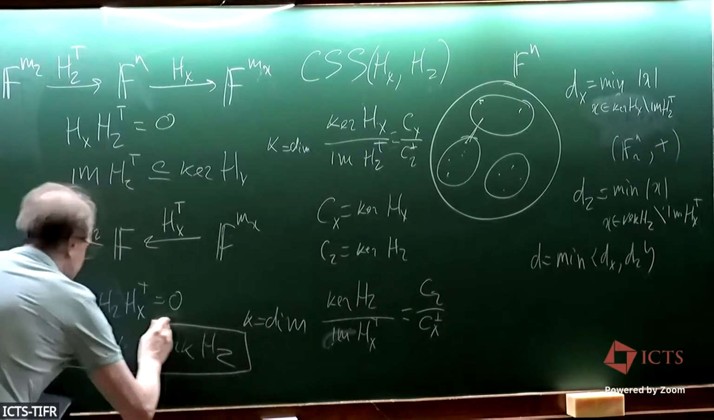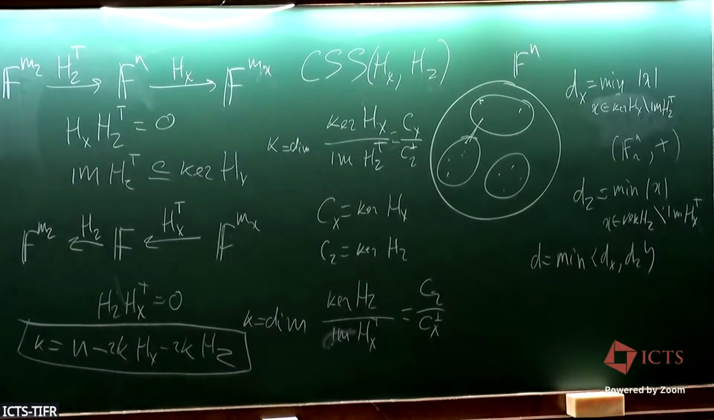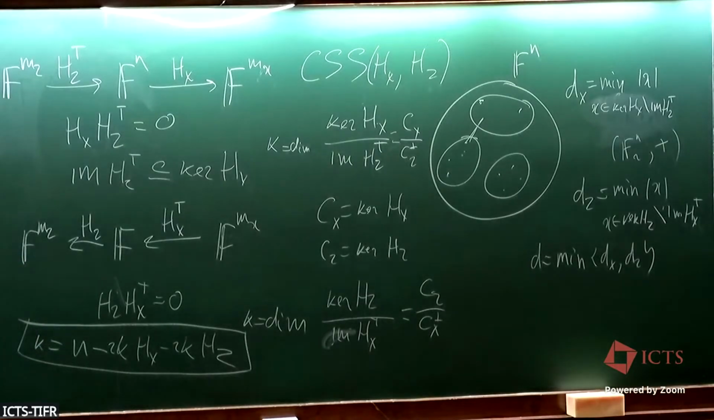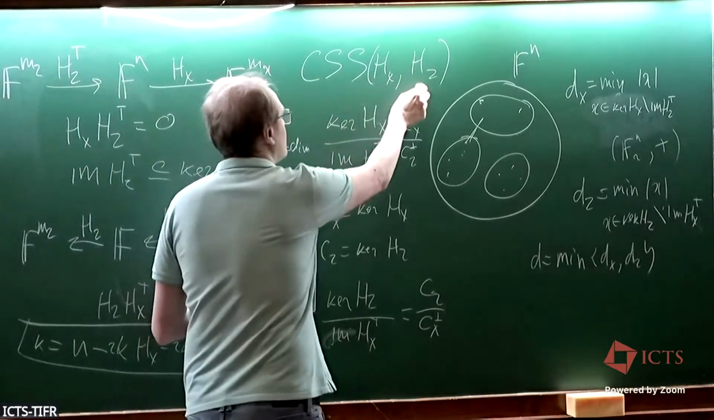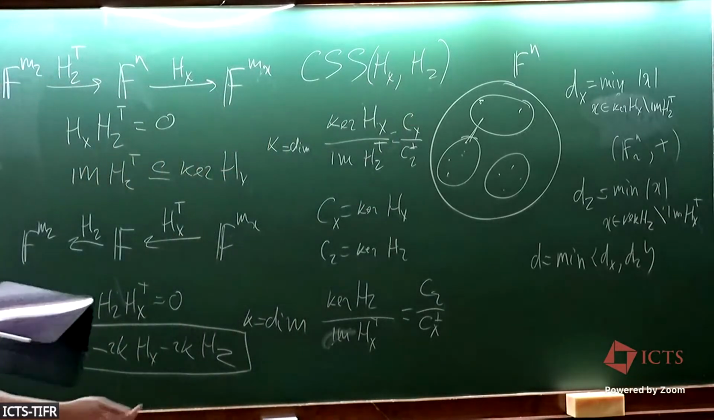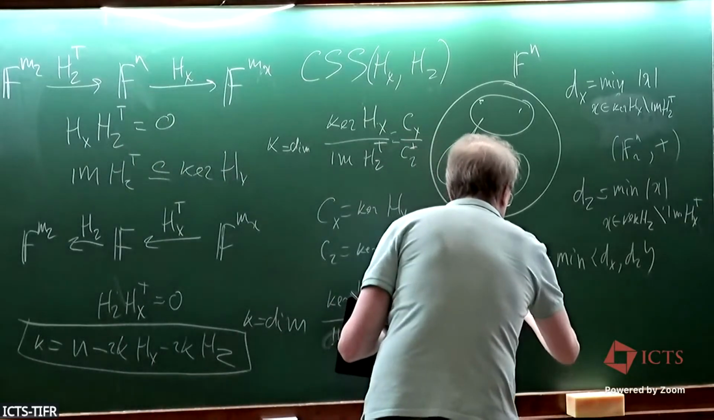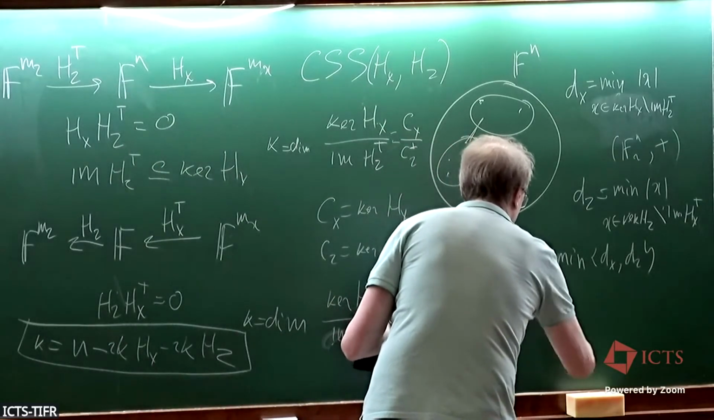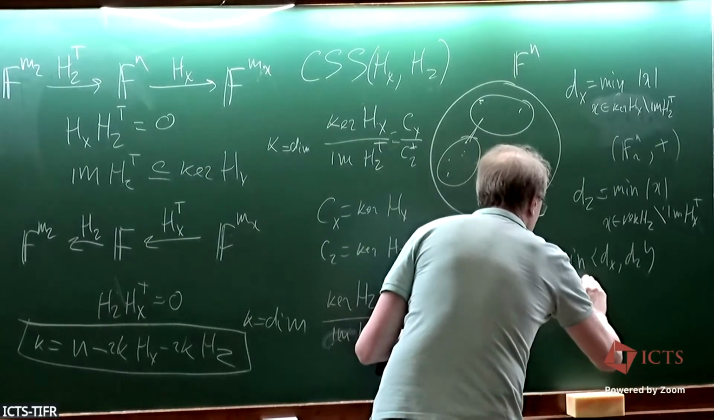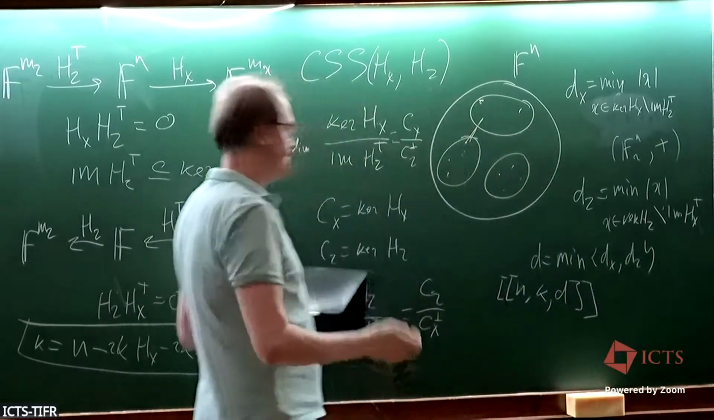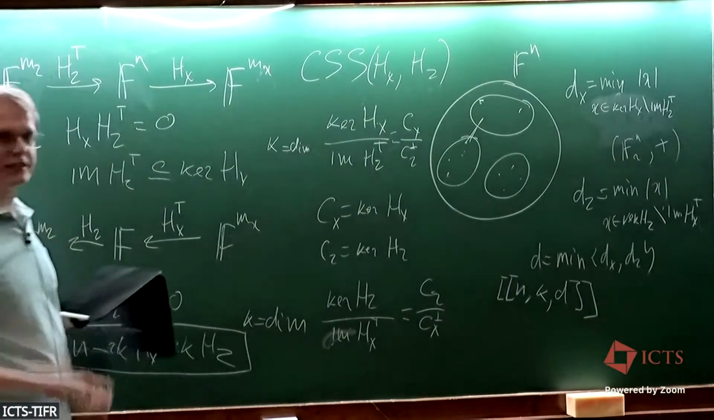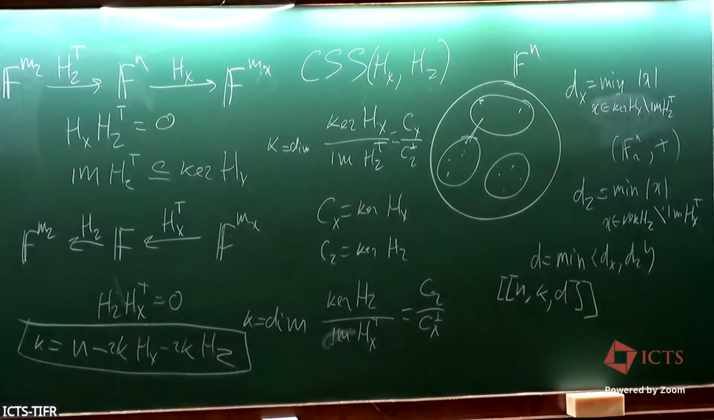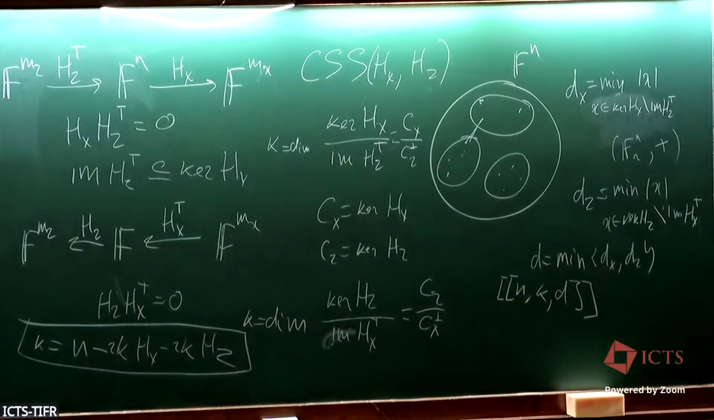So we can use this as our definition of the dimension. And now we completely define our object. So our CSS code is defined by two parity check matrices, and it has the following parameters. And we usually denote it like that.